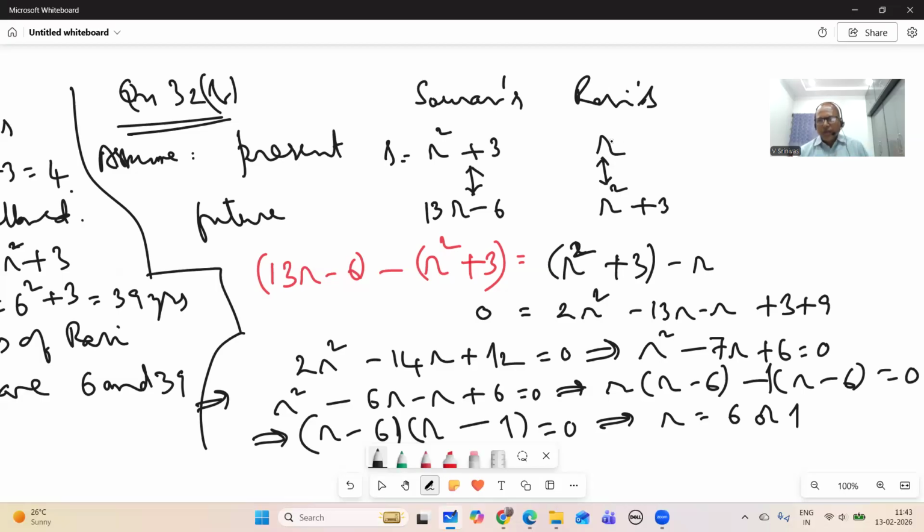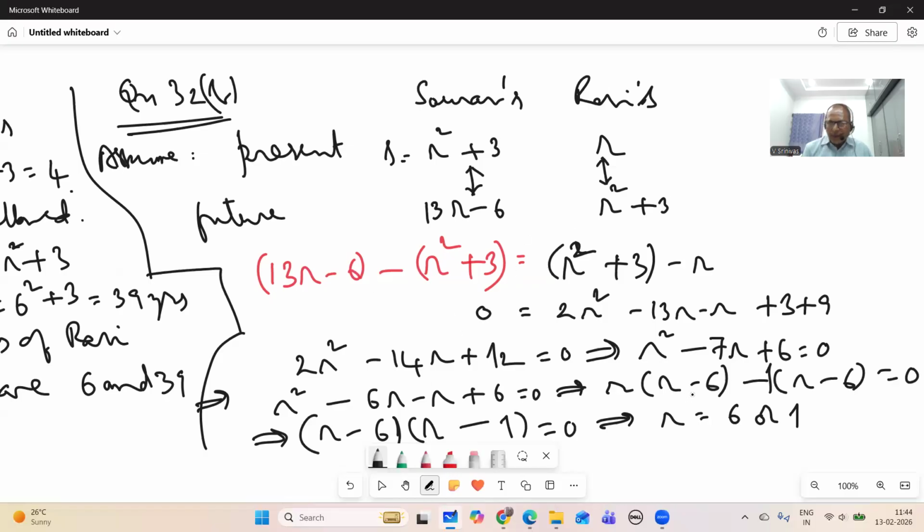The time lag when Ravi's age becomes r square plus 3, calculated from the present point of time, is r square plus 3 minus r years. If it is 5 years now, it becomes 25 plus 3, 28, means 23 years is the time lag. So this minus this also becomes 23 years. So you subtract this from this, and you subtract this from this, and you make them equal.